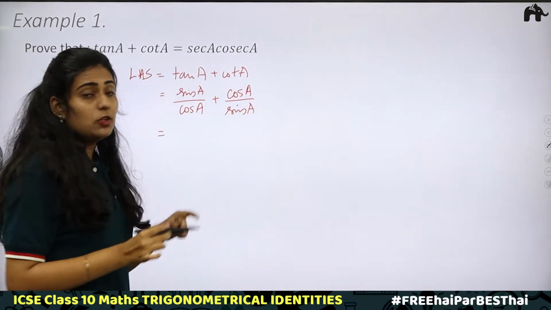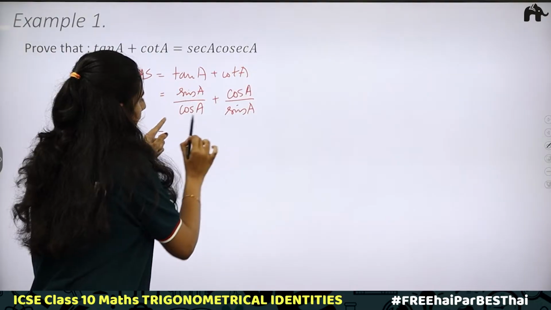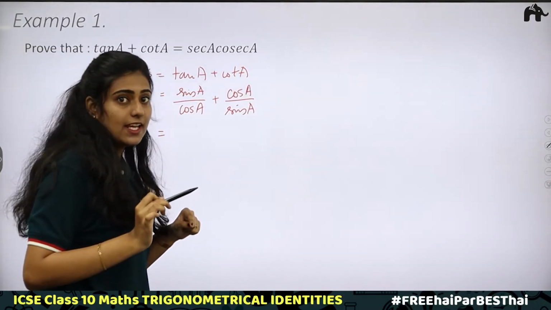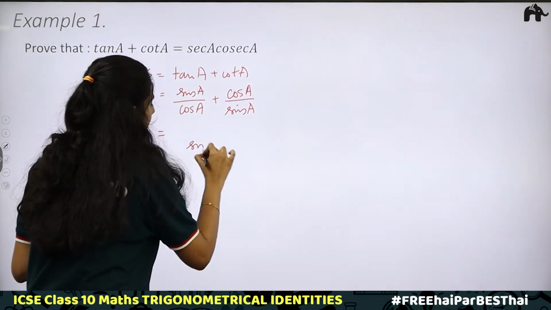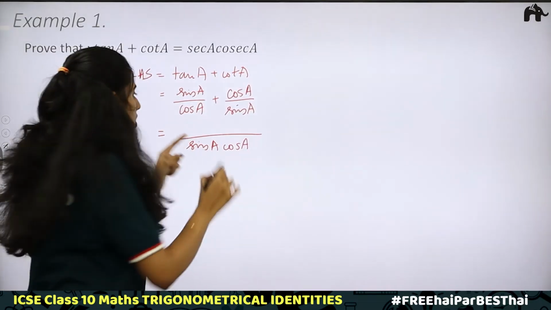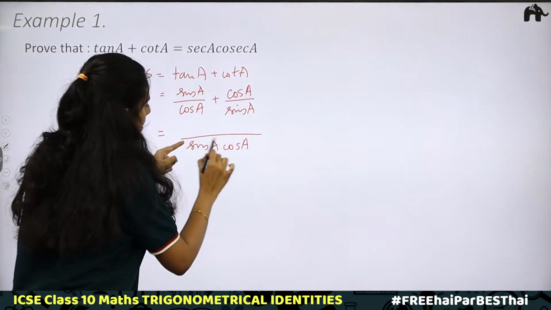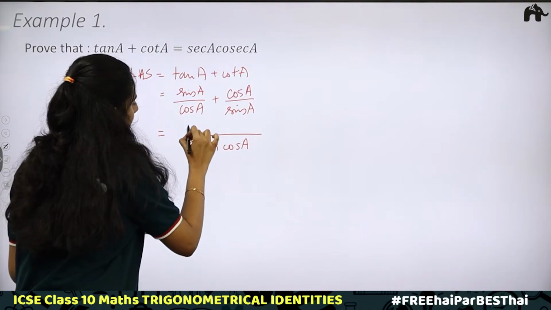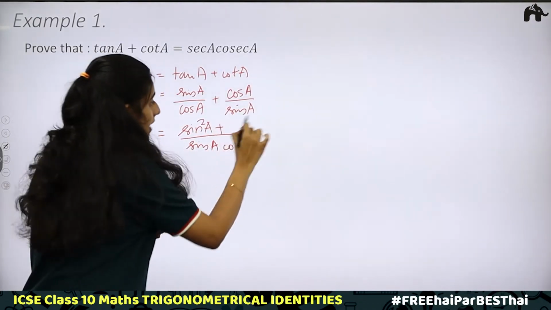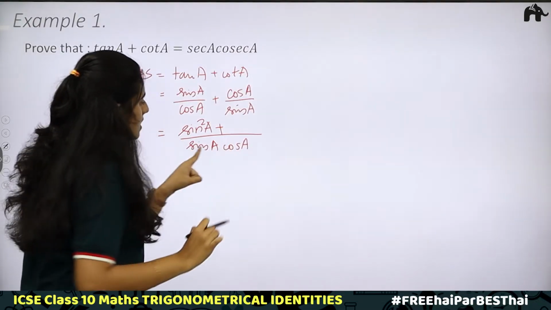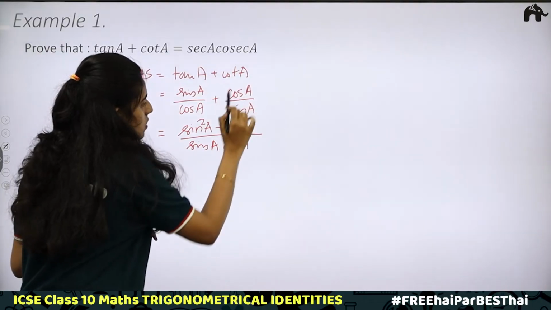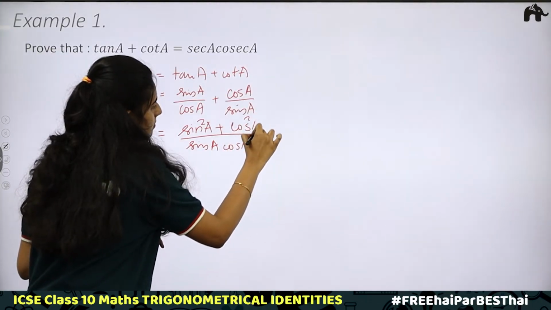Now, in the next step, we are going to take the LCM. Here we have cos A in the denominator and here we have sin A in the denominator. Then what is the LCM? We will get sin A into cos A as the denominator. Here we already have cos A, therefore sin A into sin A, which is sin square A, plus. Here we have sin A already, therefore cos A into cos A, which is cos square A.